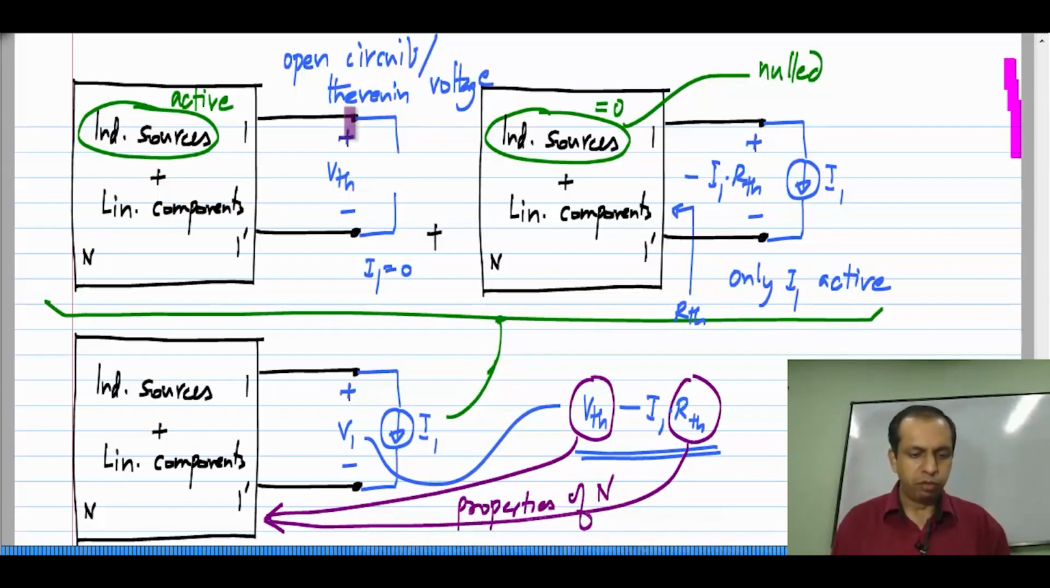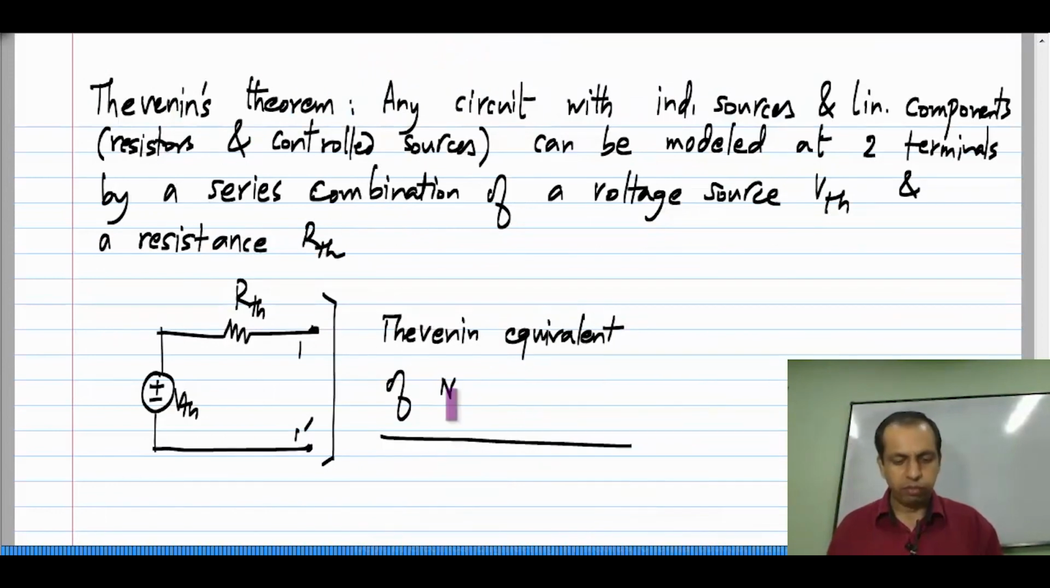And this is how you determine the value of VTH. You place an open circuit between 1 and 1 prime, measure the voltage that develops here. Always mind the polarities. Here I am measuring with 1 being positive and 1 prime being negative. That is how I am measuring the voltage, and that is how we have to place it in the equivalent as well. And this is how you measure the resistance. You deactivate all the independent sources. You will be left with only linear components, that is resistors and control sources. Then looking back into the circuit between terminals 1 and 1 prime, you determine the resistance RTH. Okay. So, these two together will give you the equivalent of N.